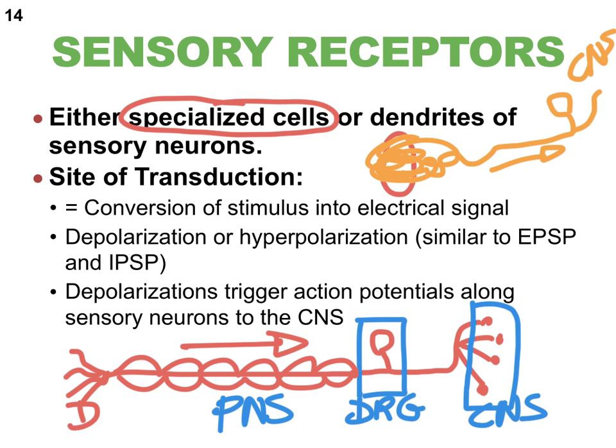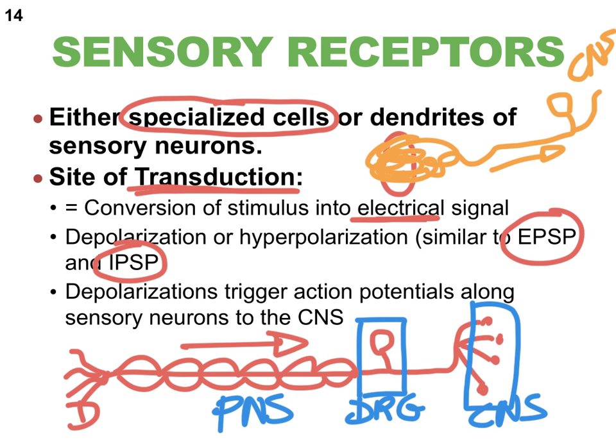Now, these sensory receptors, whether they are specialized cells, separate cells, or they are the dendrites of sensory neurons, they're all the site where the stimulus occurs and where sensation occurs. And what literally happens is a process called transduction. Transduction means that the stimulus is converted into an electrical signal. That electrical signal will be a graded potential, very similar to either an excitatory or an inhibitory postsynaptic potential.